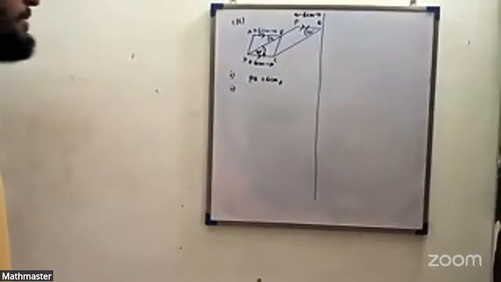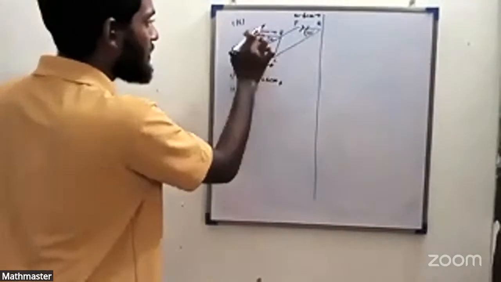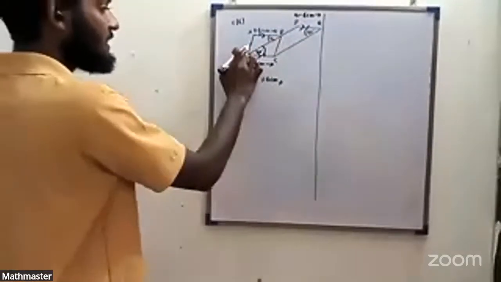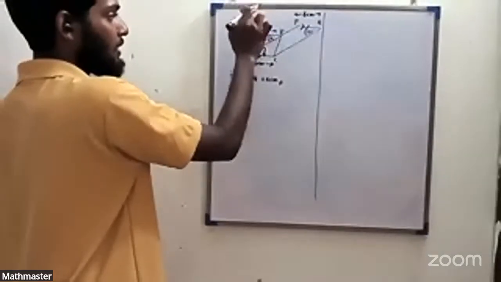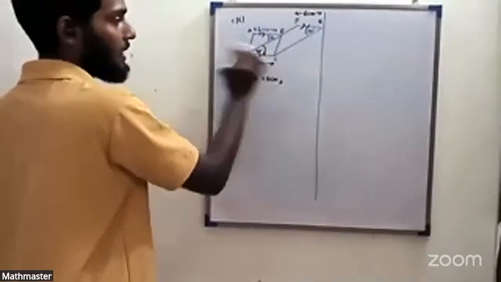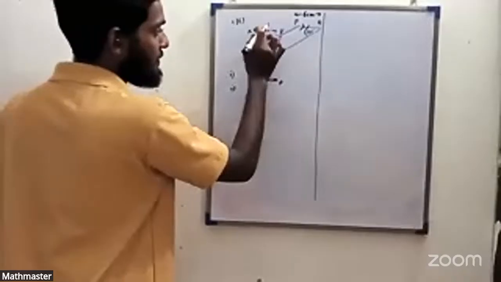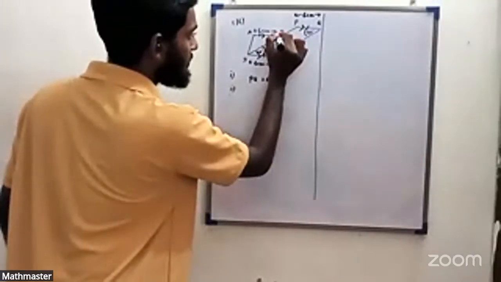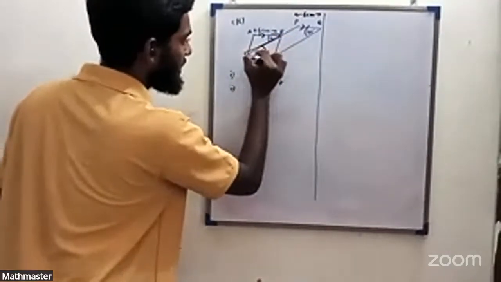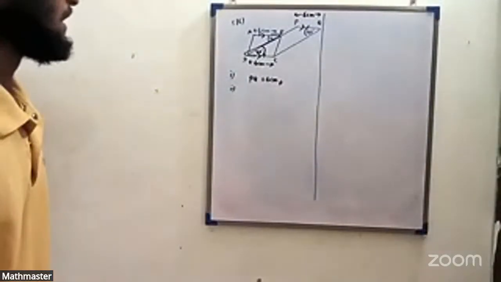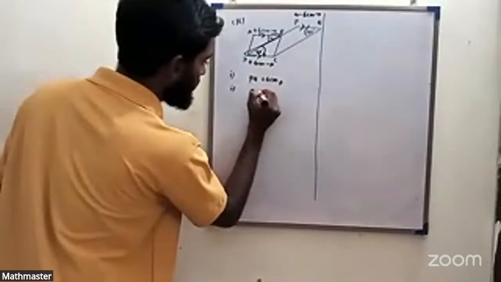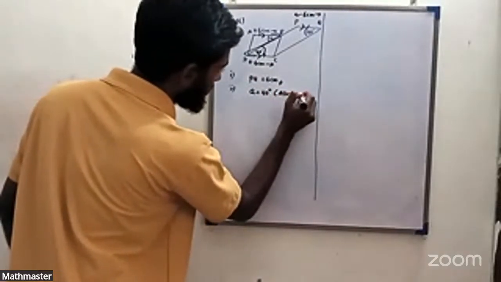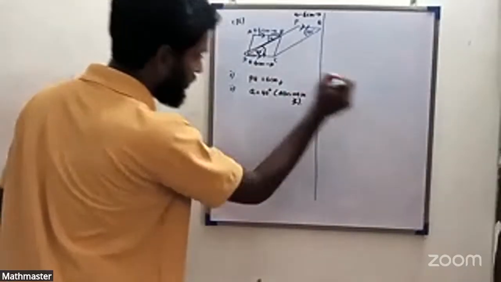Then, now see, DC is parallel to AB in parallelogram ABCD. Now see, what can you see? These two are parallel. 40 and A. What is the relation here? You have a Z here. That means they are alternate angles. Therefore, A is equal to 40 degrees. Why? Alternate angles.